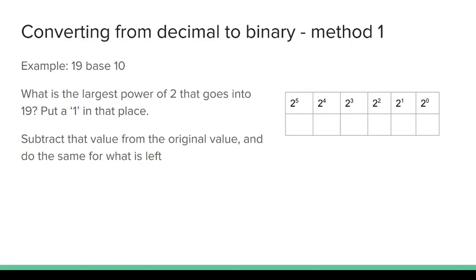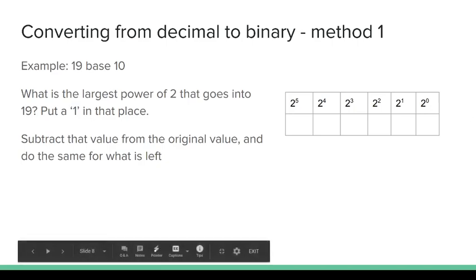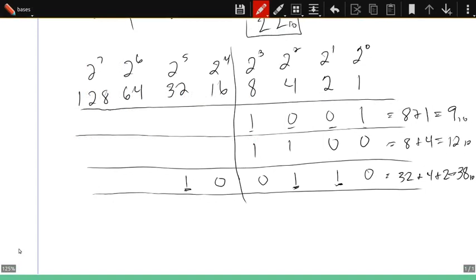So in this example, we're looking at the number 19 in base 10. And what is the largest power of 2 that goes into 19? So let's have a look again at what we wrote up here. What is the largest power of 2 that goes into the number 19? Well, 8 goes in, 16 goes in, 32 is too big. So the largest power of 2 that goes into 19 is 2 to the 4th, or 16.